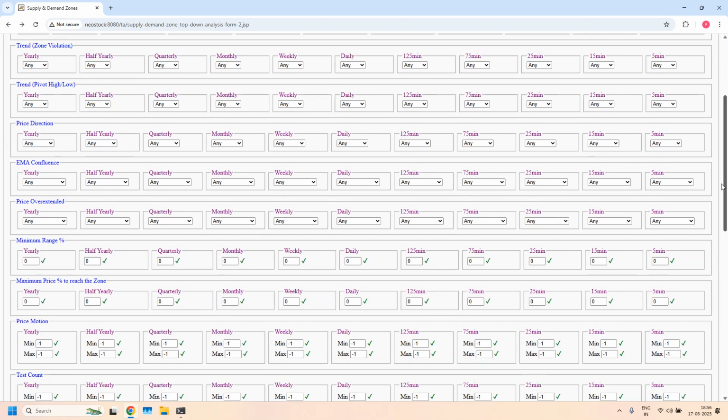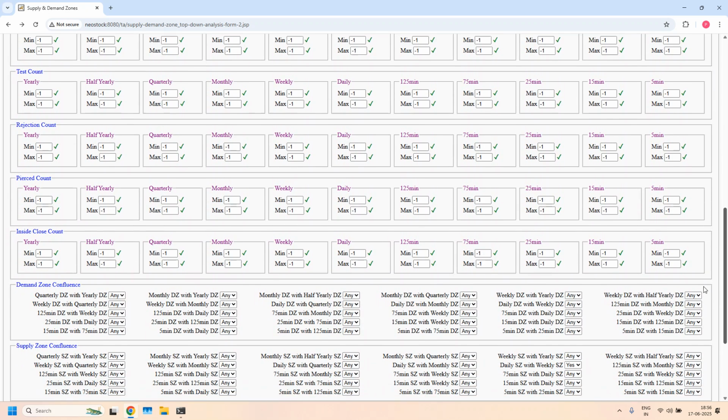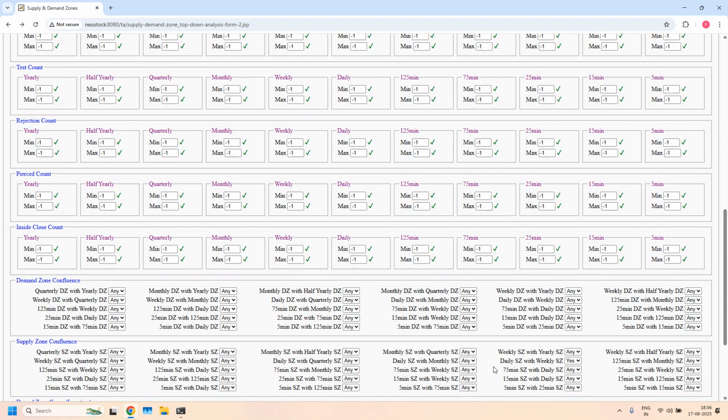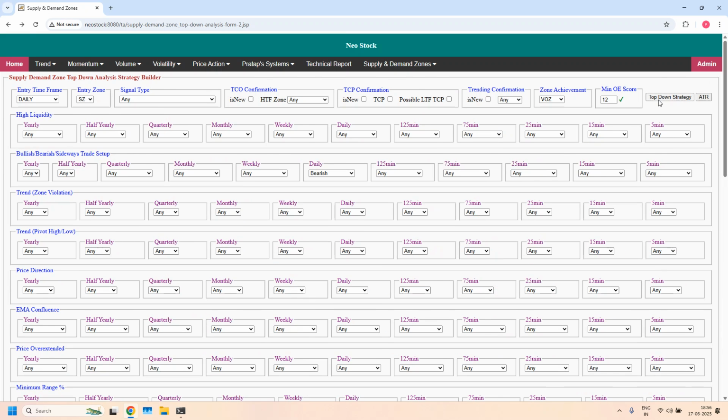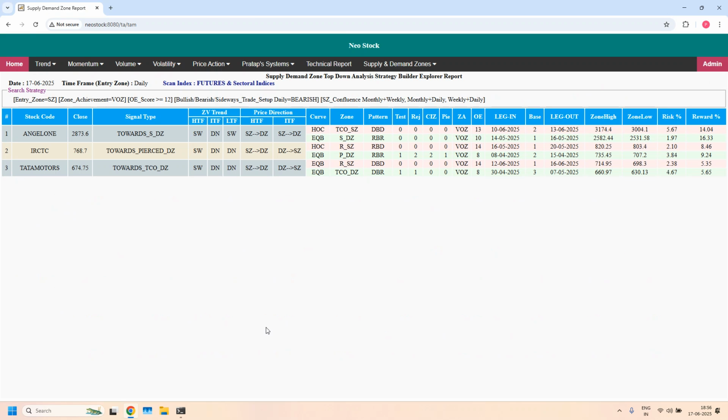Supply zone confluence, we should set 3 filters. First filter is already enabled, daily and weekly. Next, daily and monthly and weekly and monthly supply zone confluence. With all 3 filters, we got 3 stocks. In these three stocks, these daily supply zones are overlapped with weekly supply zone. Both together again overlapped with monthly supply zone.